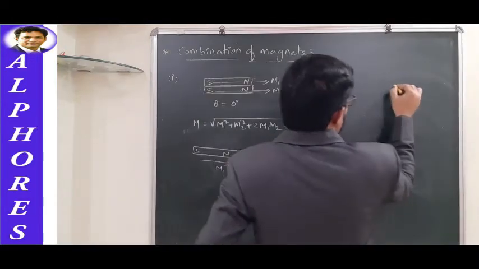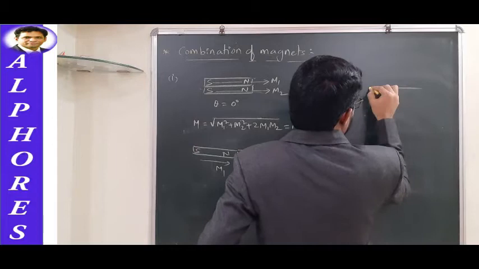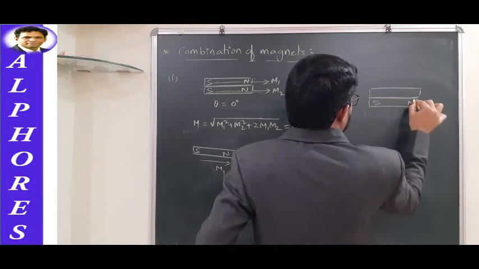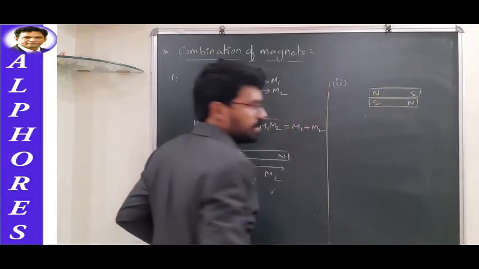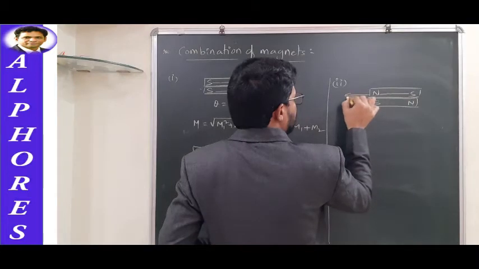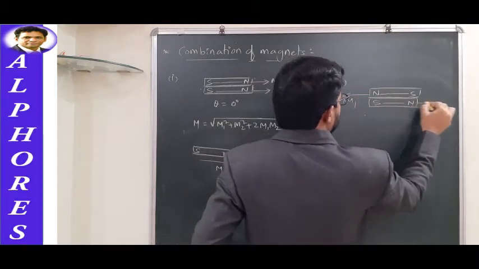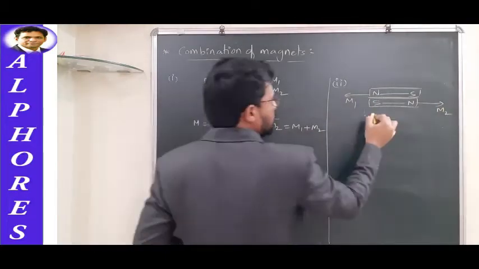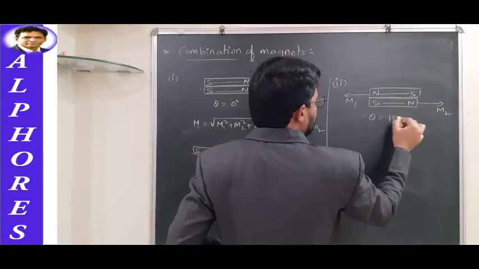Let us say one magnet is arranged like this, another magnet is arranged like this. The magnetic moment of this magnet will be along this direction. I will take it as m1. The magnetic moment of this one is from south to north. It's m2. What is the angle between m1 and m2? It's equal to 180 degree.